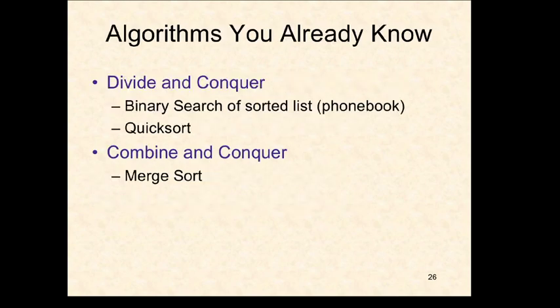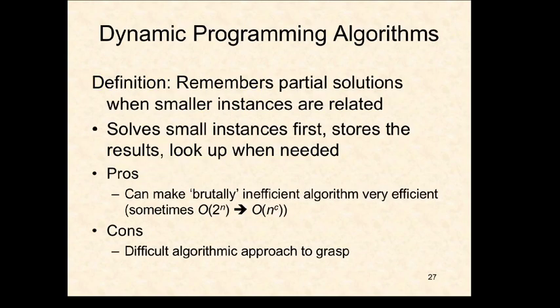So like I said here, algorithms we already know, binary searching of a sorted list, quicksort, and merge sort are ones that fit into those categories. And in-order, pre-order, and post-order traversal are all divide and conquers.